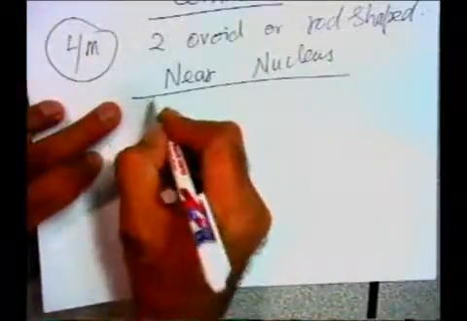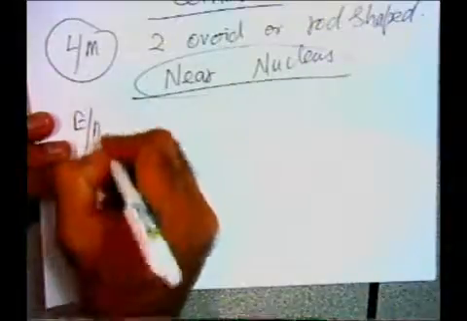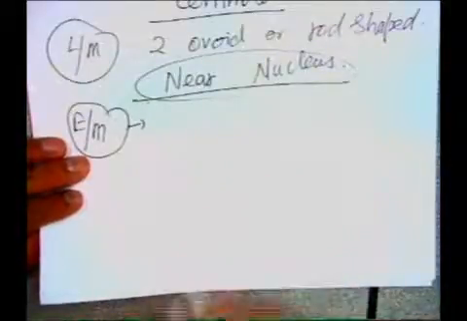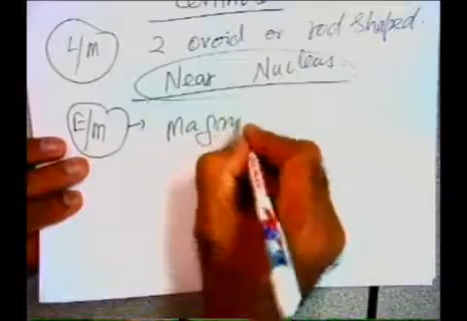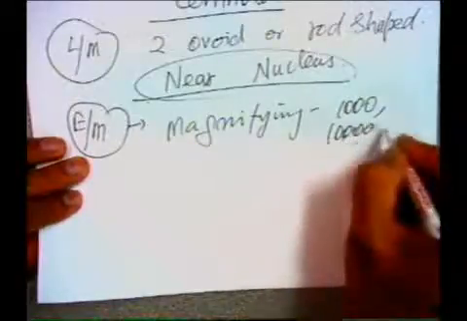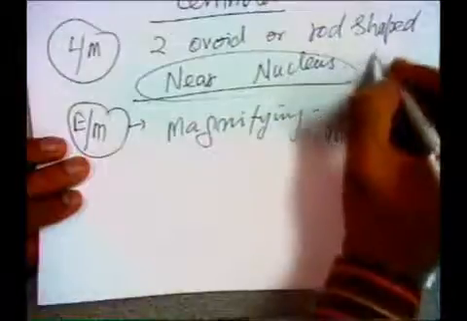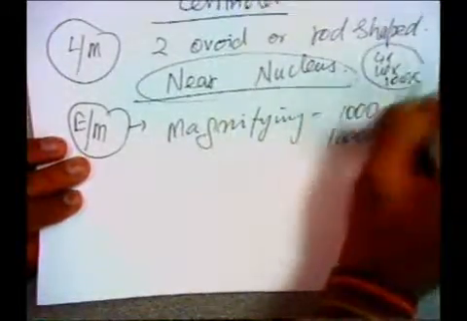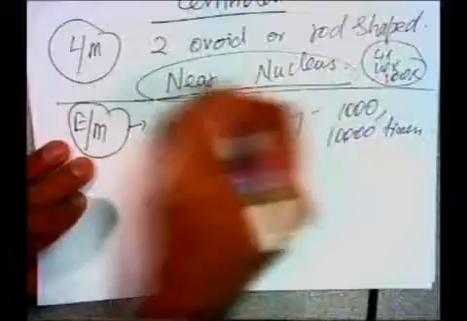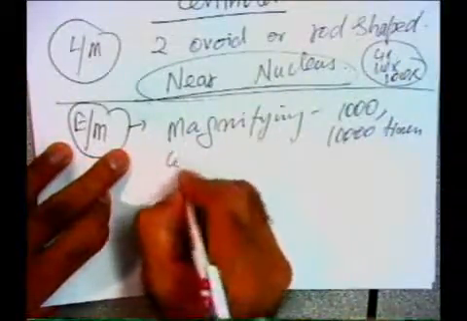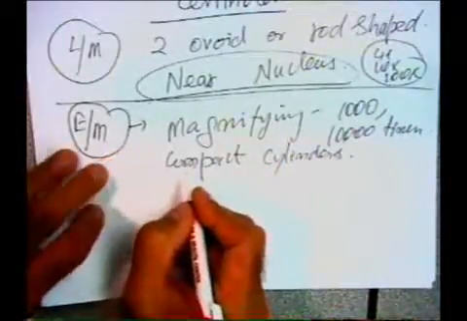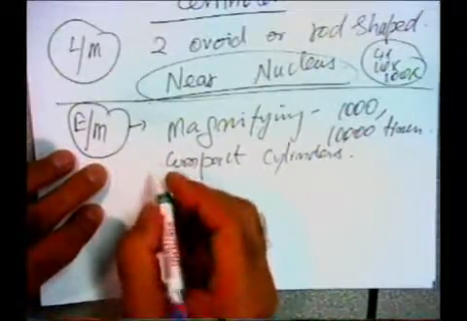Okay, it is present near the nucleus, and in the electron microscope you see two compact cylinders. The electron microscope magnifies thousands to 10,000 times, but with the light microscope you get only 4 times, maybe 10 times, maybe 100 times. More than that, you have to depend upon the electron microscope. In the electron microscope, the ovoid rod shape looks like a cylinder, compact cylinders, okay?